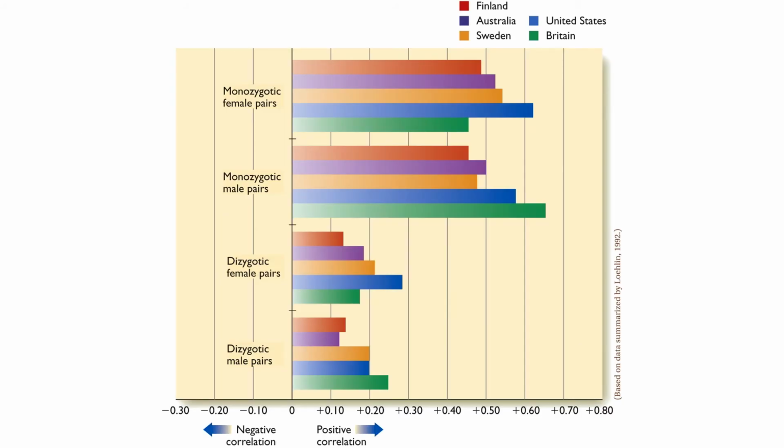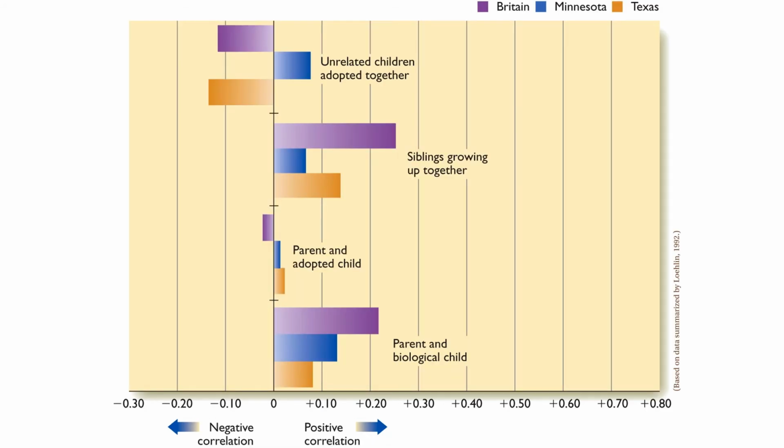All right, so we look here. Monozygotic female pairs and monozygotic male pairs show a higher positive correlation. Dizygotic pairs still show a high correlation. Unrelated children adopted together, we're going to have a negative correlation; their personality traits are going to differ. Siblings growing up together have a lot of similar personality traits, which could be a function of biology and also a function of environment. And then parents and biological children have some positive correlations. Parents and adopted children, the data's kind of mixed.